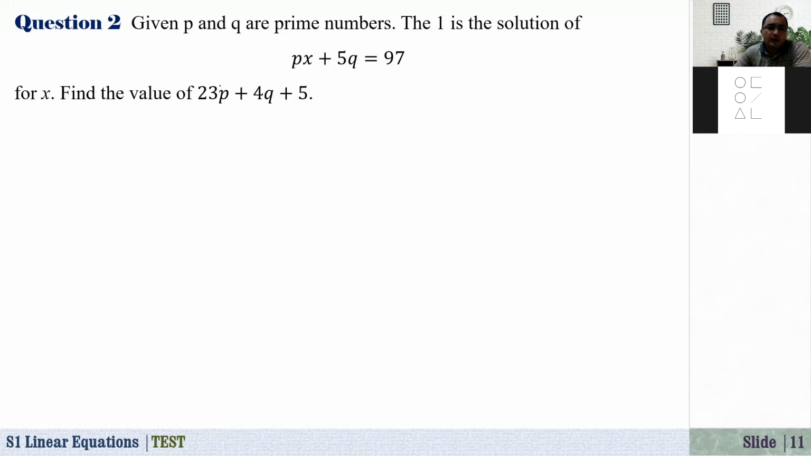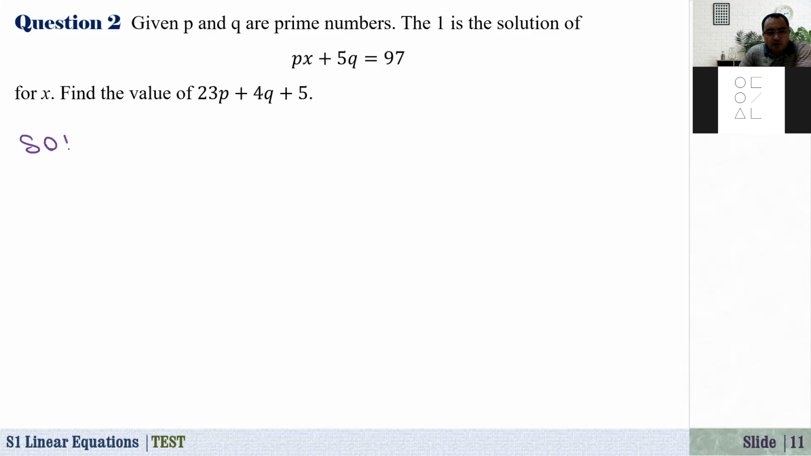Another example or question: given p and q are prime numbers. Okay, you know what is a prime number, right? 2, 3, 5, 7, which has exactly 2 different factors. The one is a solution of this equation. Find the value of 23p plus 4q plus 5.